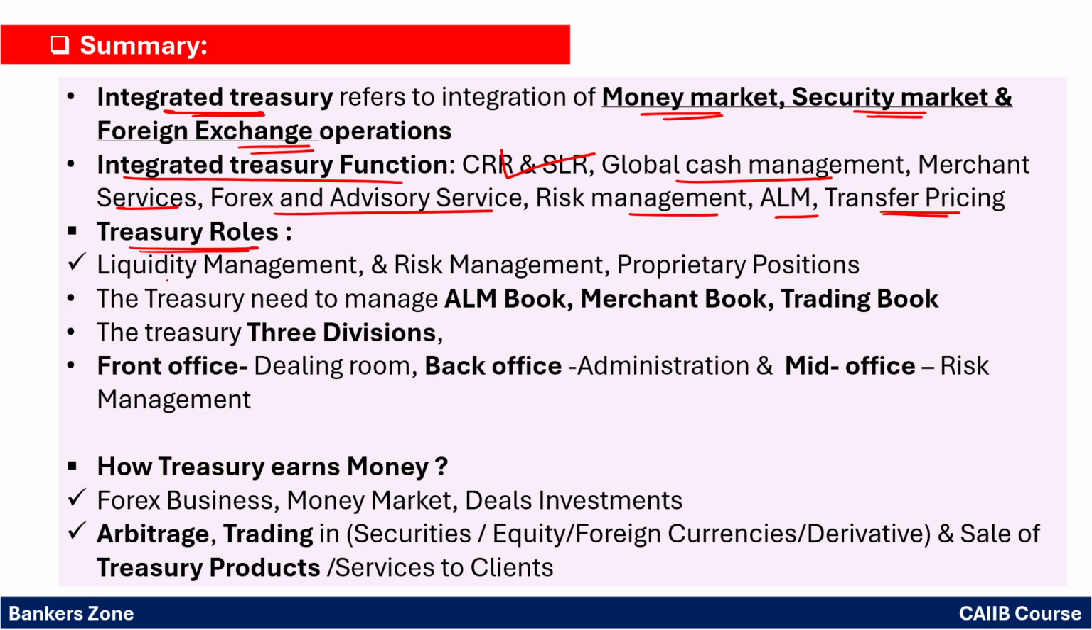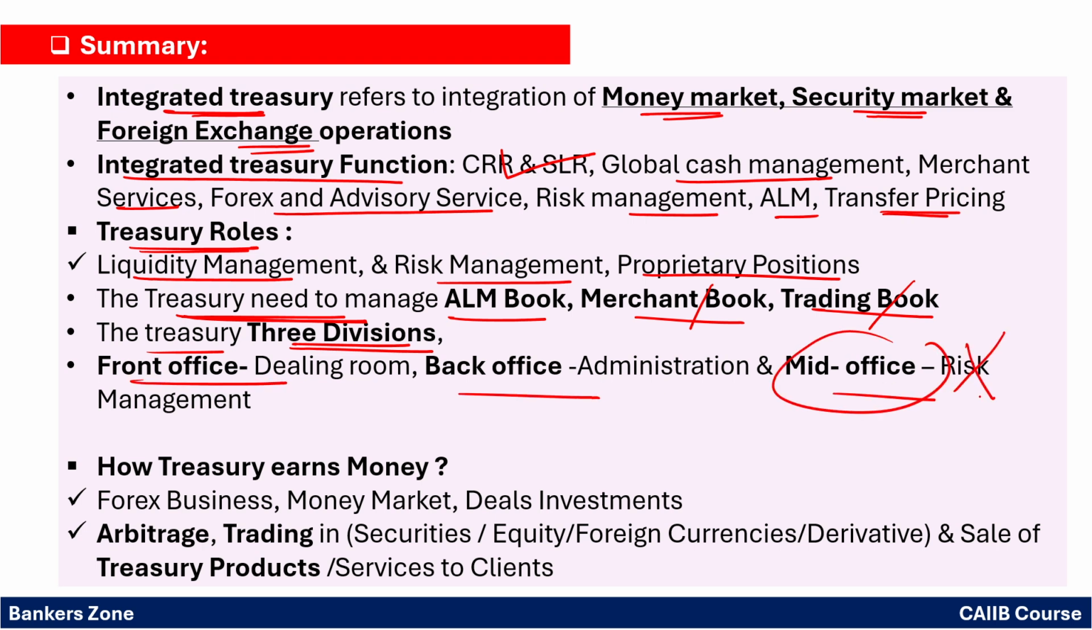What role does treasury play? Liquidity management, risk management, and proprietary position. Treasury needs to manage three books: the ALM book, the merchant book, and the trading book. Merchant book is for customers, trading book is for the bank's own transactions. Treasury has three basic divisions: front office, back office, and mid office. Mid office does risk management, back office does the administration work, and front office does the dealing room operation. How does treasury earn money? Traditionally, through forex business, money market, and investment. However, nowadays treasury also earns money by arbitrage, trading, and selling treasury products.